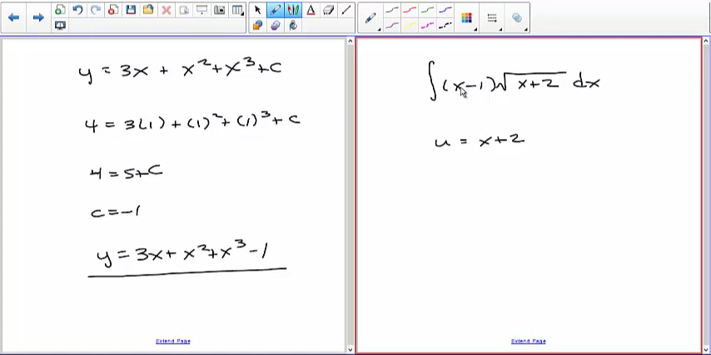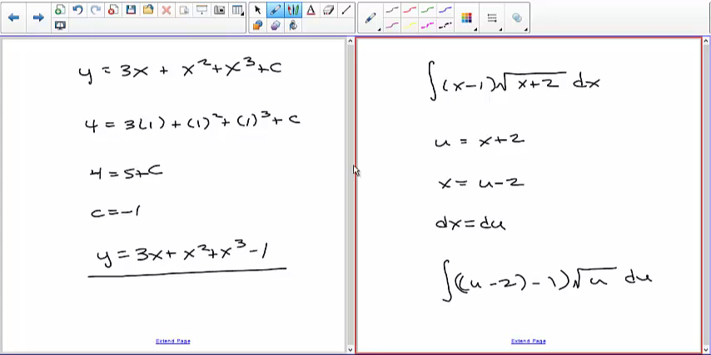I need a substitution for x, so all you do is solve for x. If you subtract 2 from both sides, you'll get that. And then if you take the derivative of either one, you get du is equal to dx, or dx equals du. The only time you wouldn't get that is if this was like 2x plus 2. Then du would be 2dx. But okay, so we can make the substitutions. For x, we put in u minus 2, and then we subtract another 1, because x is u minus 2. The square root becomes the square root of u, and dx becomes du.